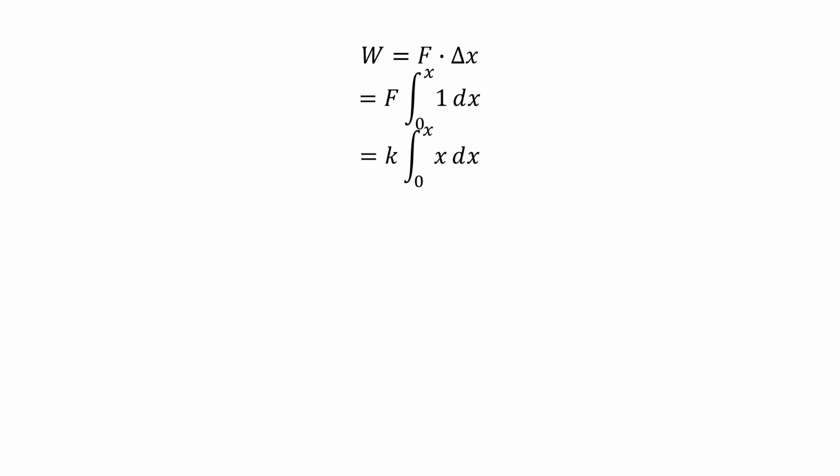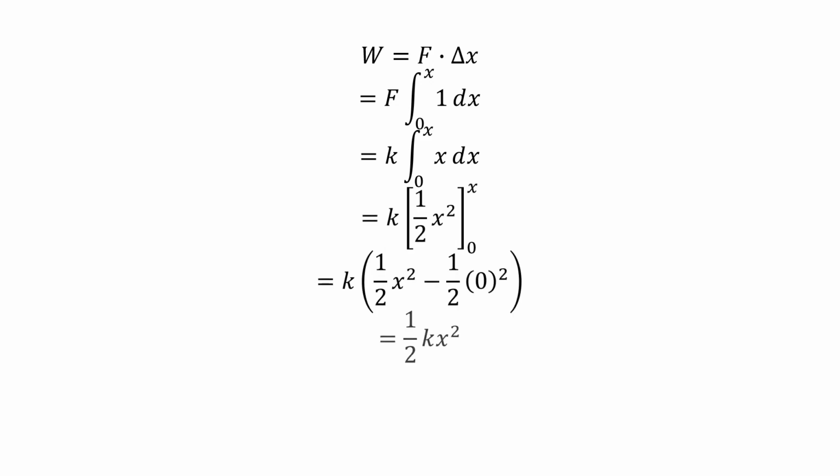Now we can solve this integral very easily to obtain half kx squared, and since F equals kx, we can replace kx with F and we end up with half Fx. So this is the calculus method of deriving the formula, and now we'll move on to the intuitive method.